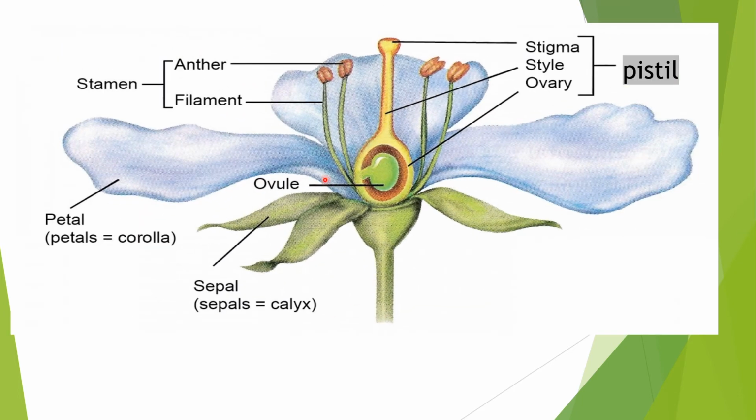See the complete flower. These are the parts of the flower, stamen and pistil. These two parts are the most important parts in the reproduction of plants. In the stamen there are the anther and filament. This is the stigma. This is the style. This is the ovary. The ovary has ovules. These are the petals of the flower. Petals are also called corolla. These are the sepals. Sepals are also called calyx.